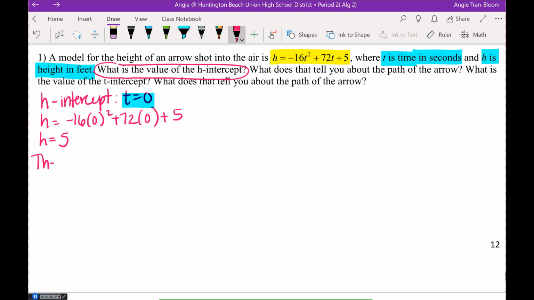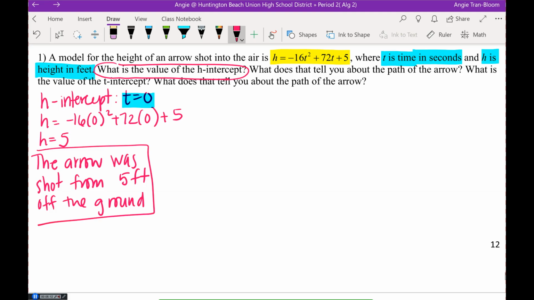The arrow was shot from 5 feet off the ground. You're right. The arrow was shot from 5 feet off the ground. Okay, excellent. Nice job. That means it's not on the ground to start with. It starts at 5 feet. So whoever this person is, they're slightly taller than 5 feet, and their aim is starting at 5 feet. Now, the second half of this one says, what does that tell you about the path of the arrow?